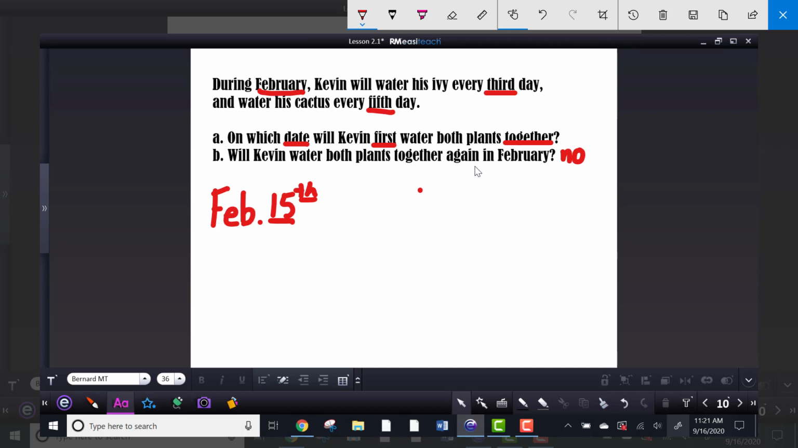However, if this were the month of March, for example, March 15th and also March 30th would be other days that Kevin would water both his ivy and cactus on the same day. So again, remember some of those keywords: the first, or together, when something happens together, or on the same day, or if it even says what's the least amount of something. Those are key terms that will signify that it's a least common multiple story problem. So this concludes the video on least common multiple story problems. If you have any questions about this concept, please come and see me.